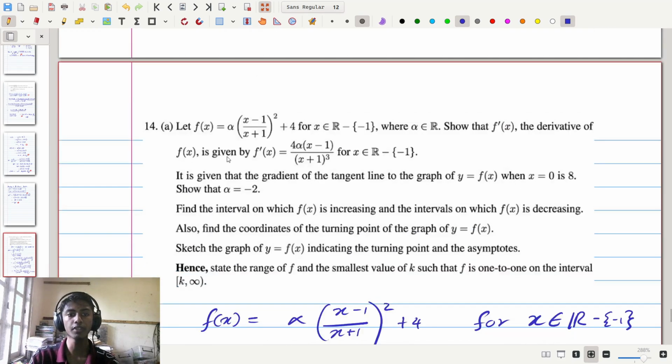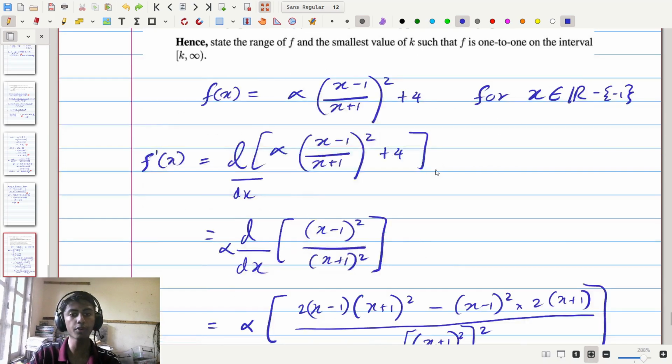Now moving on, the question then says it is given that the gradient of the tangent line to the graph of y equals f of x when x equals 0 is equal to 8, and from this we have to show that alpha equals negative 2. Now what it means for the gradient of the tangent line to the graph of y equals f of x to have a gradient of 8 when x equals 0 is that the value of the derivative f prime of x at x equals 0 is equal to 8, since the gradient is equal to the value of f prime of x.